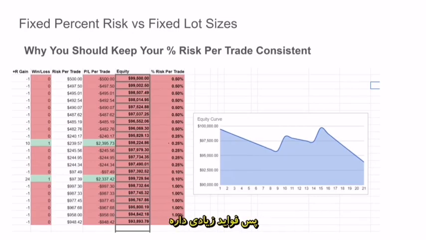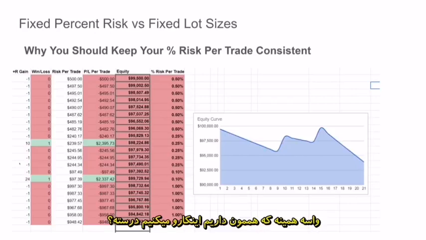So there's a lot of pros to it. Honestly, I don't think there's any downsides to using a fixed percent risk. It's probably the best way to do it, which is why we all do it, right? If there were a better way, I'm sure we would say otherwise, and we would do it that way.